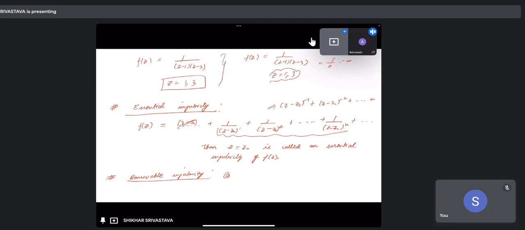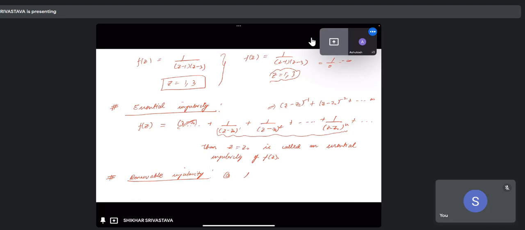Suppose in the question they ask whether this function has an essential singularity at z is equal to 0, or whether this function has a removable singularity at z is equal to 0. They will give a particular pole and then ask which kind of singularity it has. So removable singularity is another class of singularity.